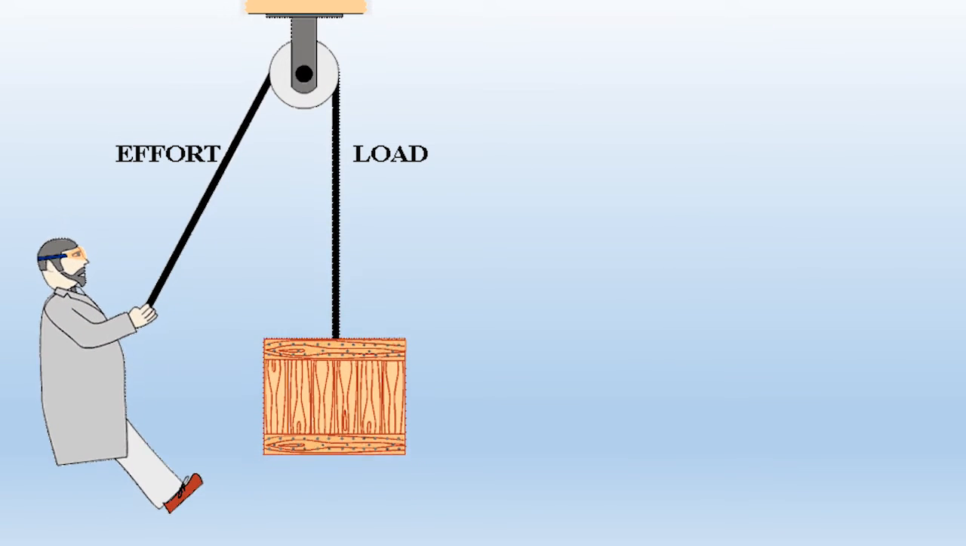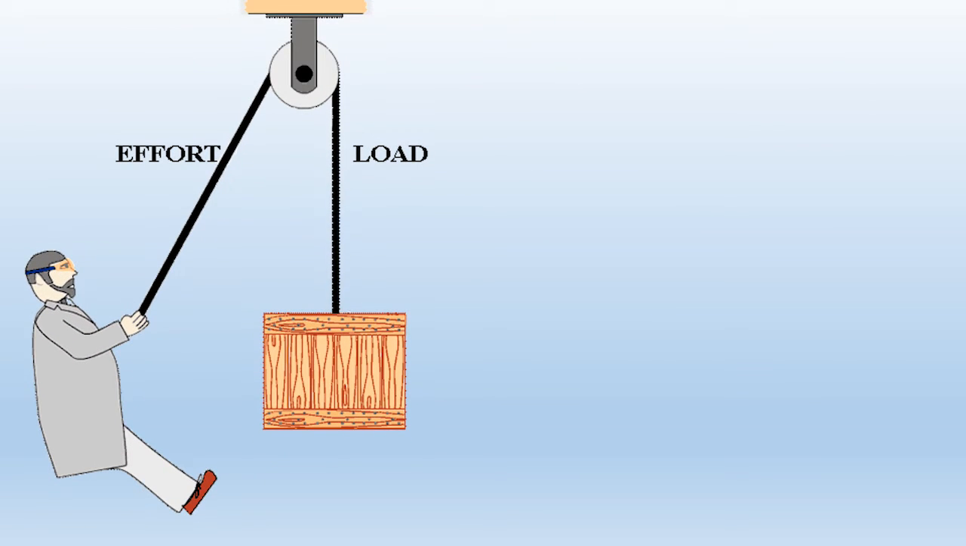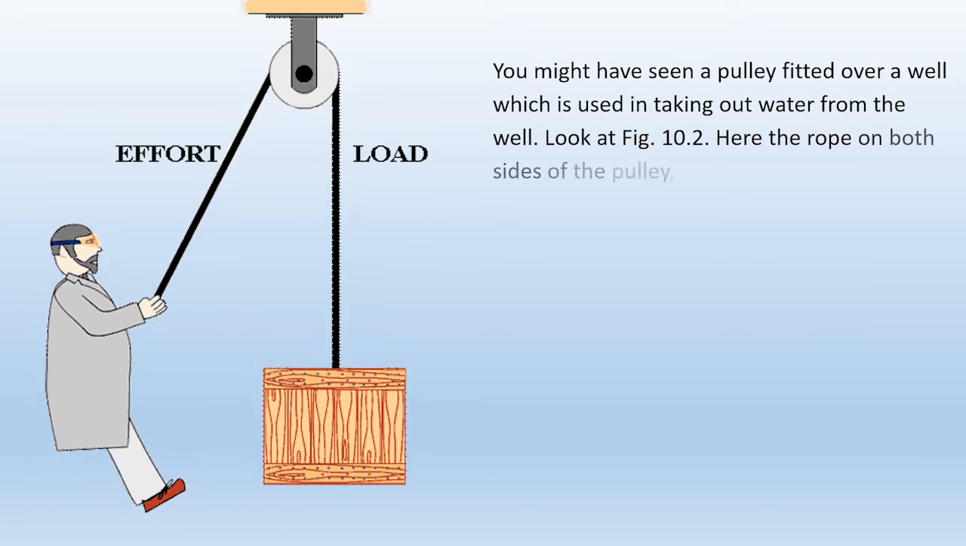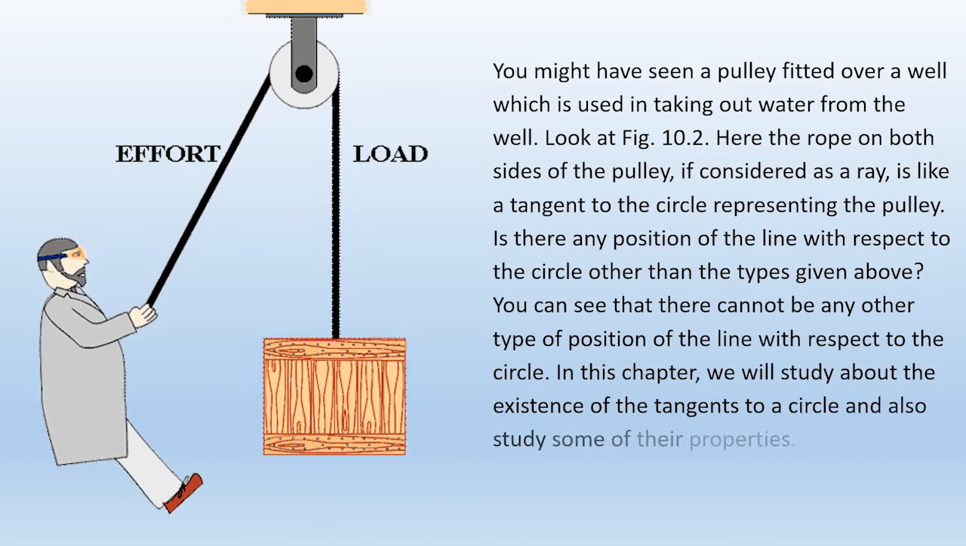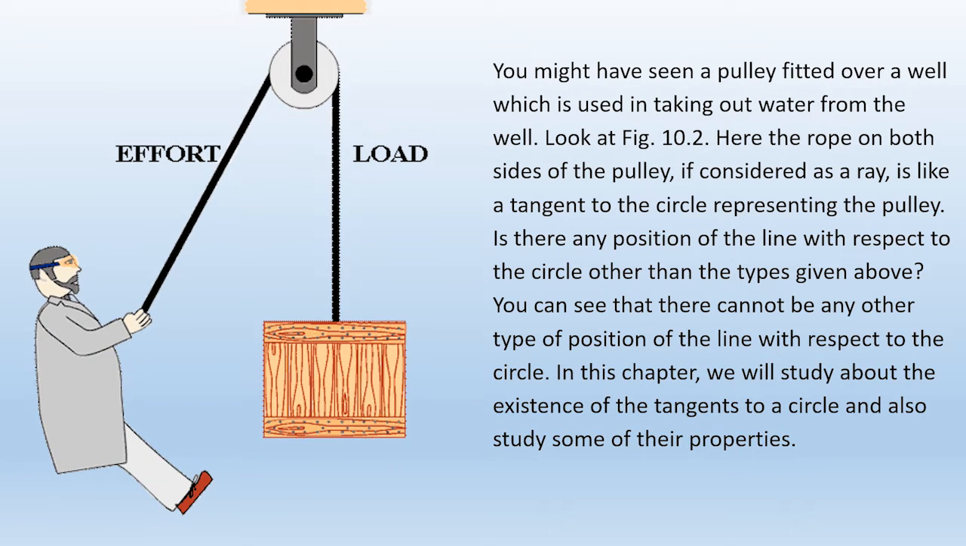You may have seen a pulley mounted on the top of a well which is used to draw water from the well. When seen as a ray, the rope on both the sides of the pulley looks like a tangent to the circle representing the pulley. Is there any sort of other line position with regard to the circle besides the ones listed above? As you can see, there is no alternative way for the line to be positioned in relation to the circle. We will look at the existence of tangents to a circle as well as some of their features in this chapter.